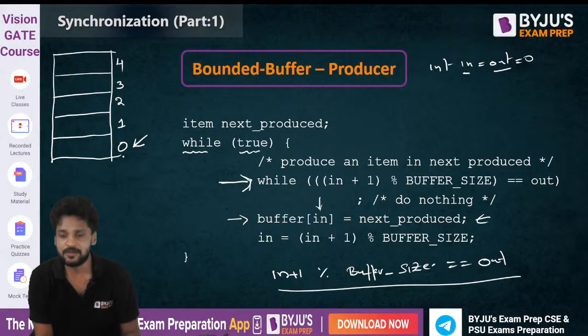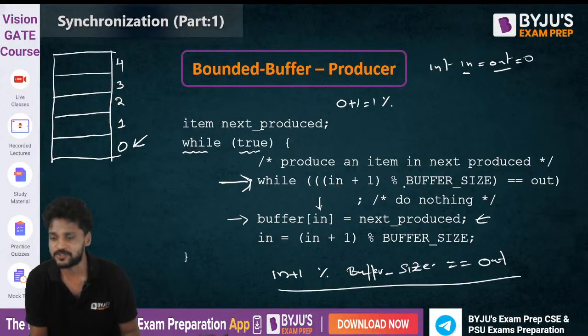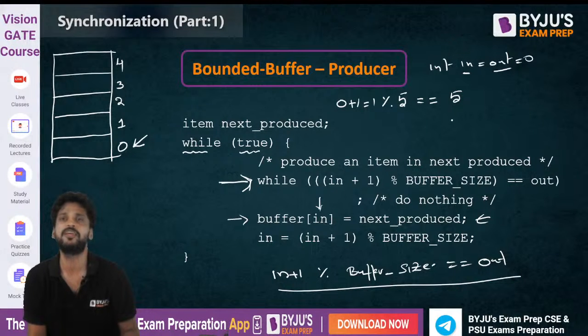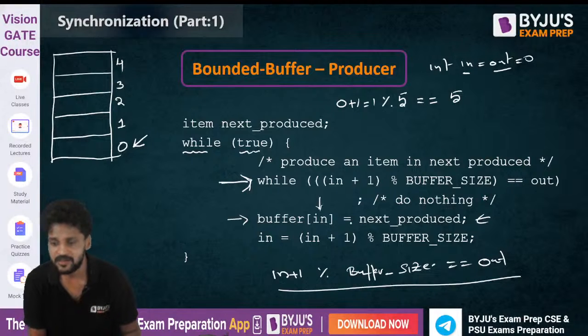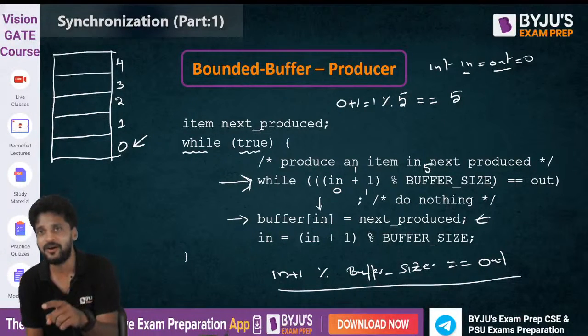What is in? In is equal to 0. 0 plus 1 is equal to 1, right? 1 mod buffer size. What is buffer size? Buffer size is equal to 5. If 1 mod 5 equals out, then the producer will not be able to do anything. But here the condition did not get satisfied, because in is 0, 0 plus 1 is 1, and 1 mod 5 is equal to 1.